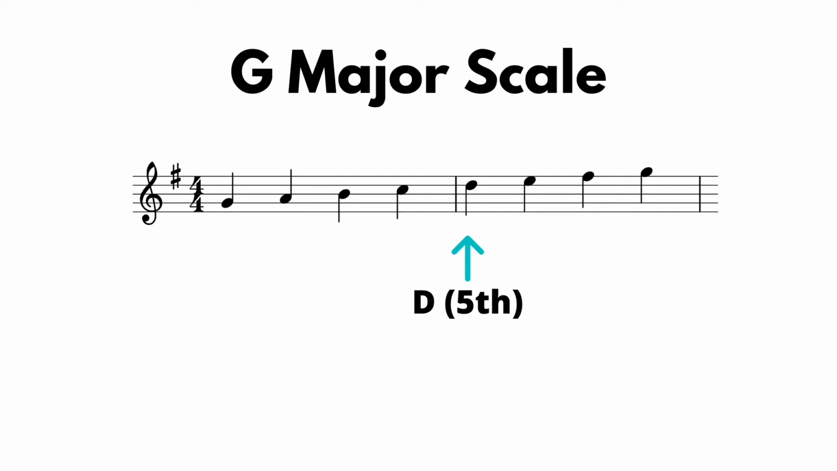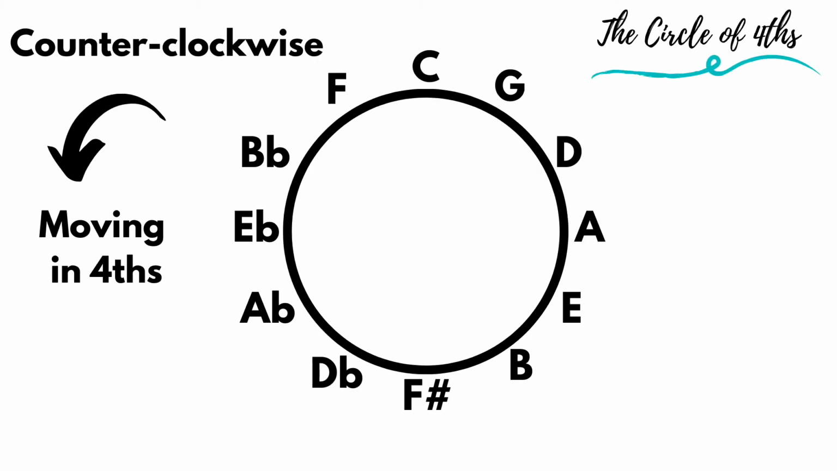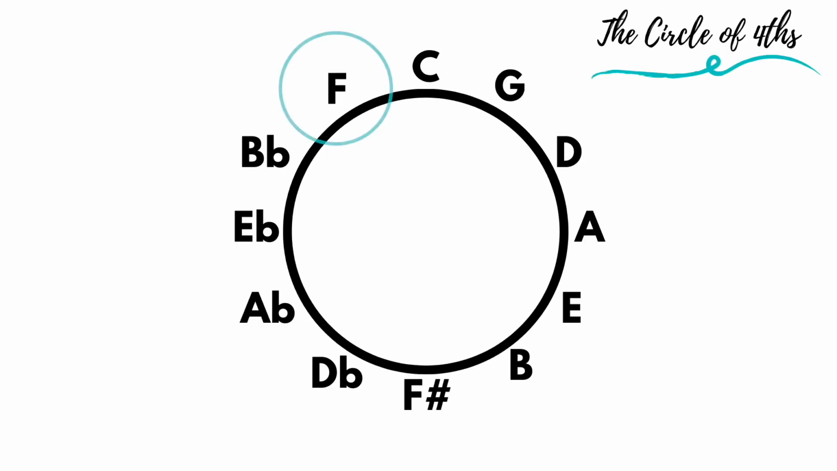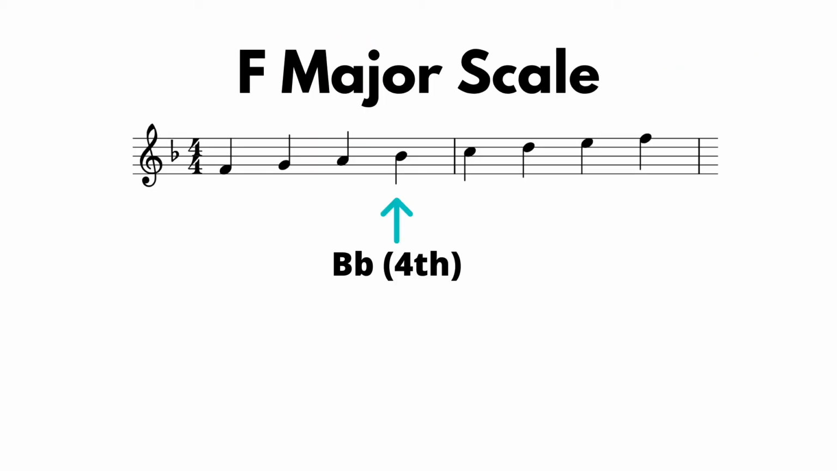Now, the circle of fifths can also be referred to as the circle of fourths, because if you move around the circle counterclockwise, you will be moving in fourths. So again, let's look at the C major scale. When you look at the C major scale, the fourth of the C major scale is F. And so this is why the note after C is F, going counterclockwise. And if we look at the F major scale, the fourth of the F major scale is B flat, and so on and so forth.